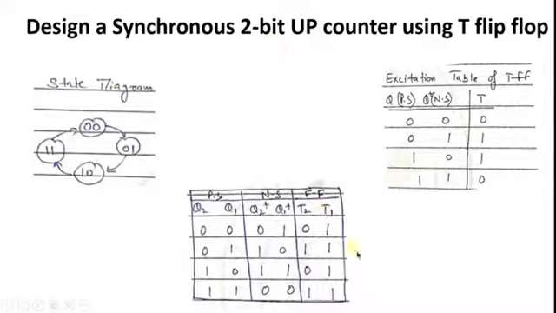So based on that, we are going to write T2 and T1, and these values of T2 and T1 would be basically identified based on the excitation table of the T flip-flop.